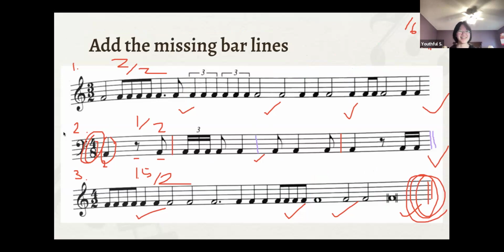Okay. Anyways, so for this type of question, add double bar line and then pay attention to what type of beat. So just remember top number is how many beats there are and then bottom number is what type. So make sure you don't get it mixed up. Okay.